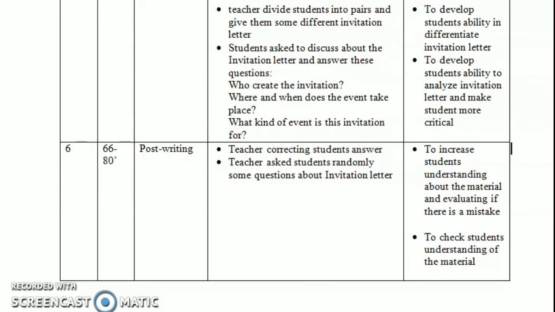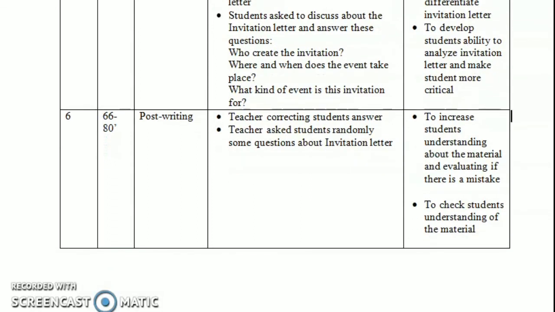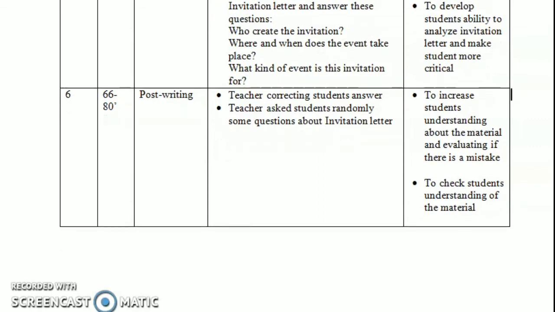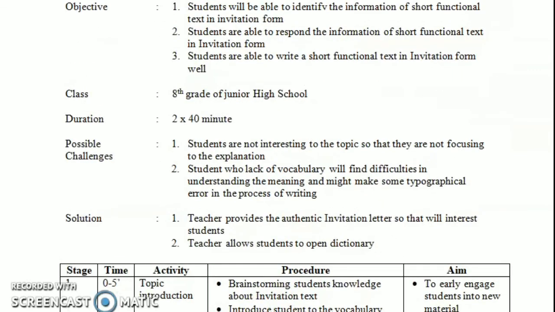So the last stage is the post-writing activity. It takes 15 minutes. The procedure is the teacher correcting students' answers. So the teacher asks students random questions about invitation letters. The aim of it is to increase students' understanding about the material and evaluate if there is a mistake, so to check students' understanding of the material. Okay, maybe that is enough for our presentation.